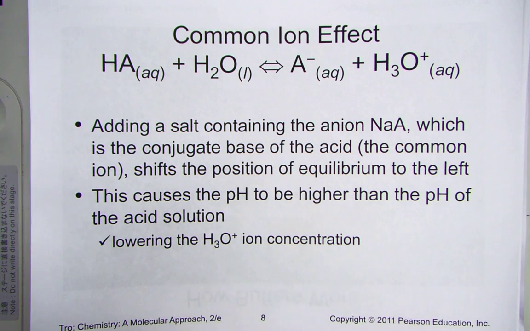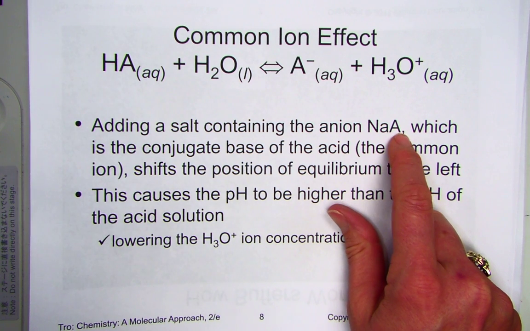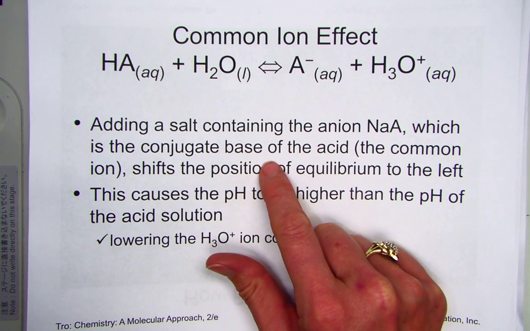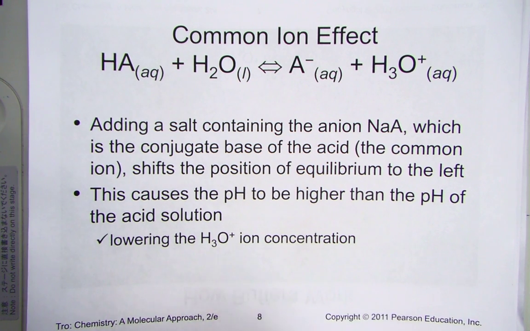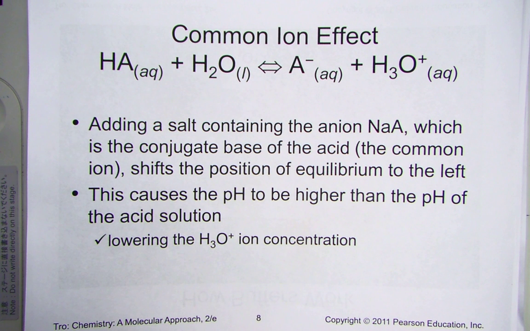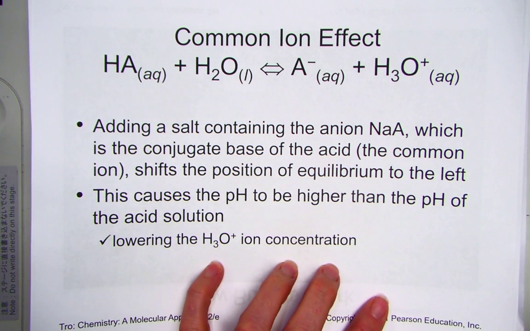Next topic in our chapter talks about the common ion effect. Again, an application of Le Chatelier's principle. If we add a salt containing an anion, and that's what the little A here is standing for, sodium anion, some last name, which is the conjugate base of the acid, there's the common ion, we see a shift in the position of equilibrium to the left. This causes the pH to be higher than the pH of the acid solution, simply because we're removing hydronium ion.